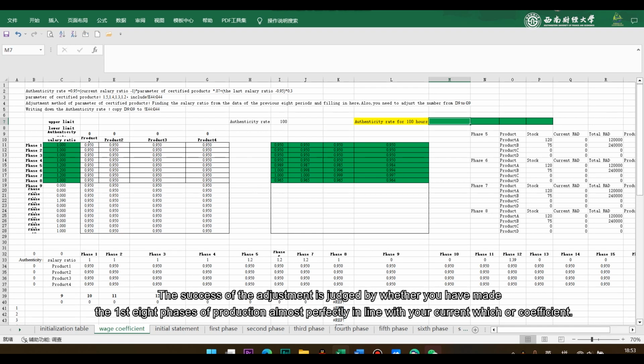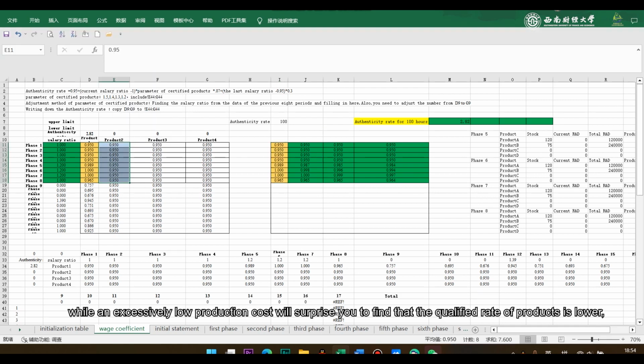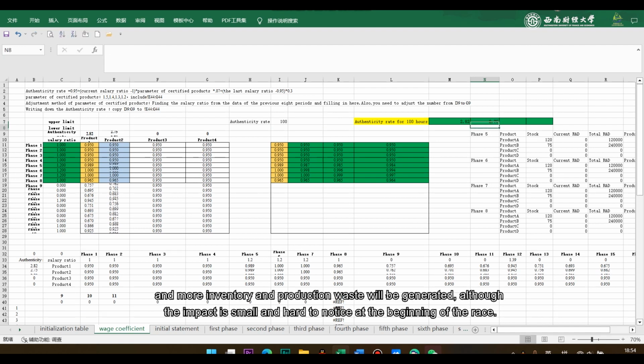The success of the adjustment is judged by whether you have made the first 8 phases of production almost perfectly in line with your current wage coefficient. An excessively high wage coefficient will lead to a higher production cost than others in a later operation, which is fatal to such a small mistake, while an excessively low one will surprise you to find that the qualified rate of products is lower and more inventory, and production waste will be generated.